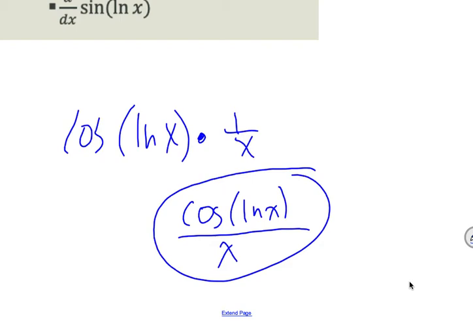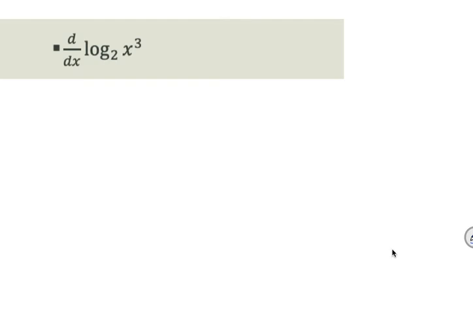Okay? All good with that one? All right, now, I've been sticking with ln's. The last couple are other ones, other bases, okay? So the derivative of log base 2 of x cubed. You got 2 ways you can start this out, okay? What's one?